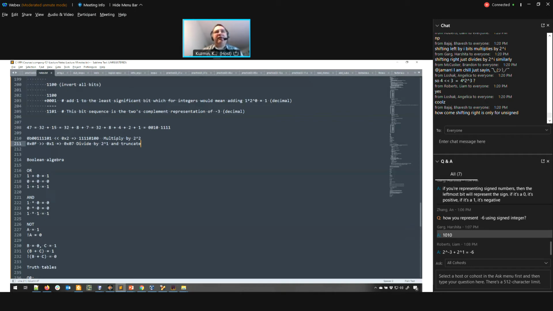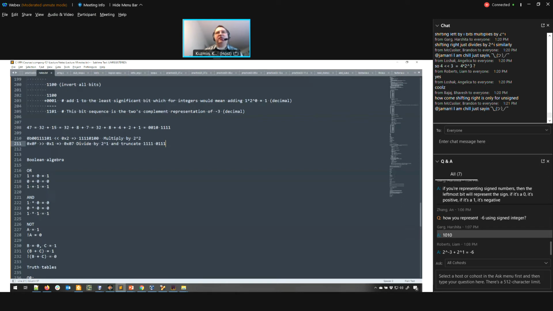So we went from this to this, right? That bit got shifted out. There's no room for it, because we are shifting to the right. So that bit disappeared, and the vacant bit on the left is filled with 0. And it's filled with 0 for a logical shift, right?